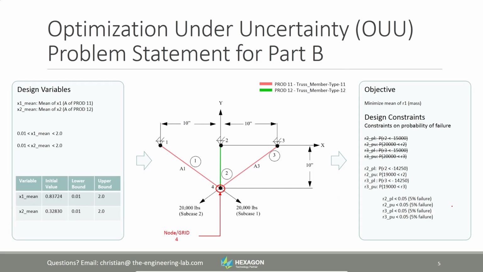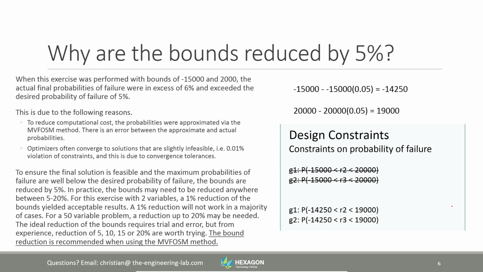Now, what we did in this exercise, we reduce the bounds by 5%, and we do this for both the lower bound and the upper bound. You could try using 1%. 1% worked in this case, but this case is a very simple 2-variable problem. For higher dimension problems like 50 variables, you might have to use 15% or 20% to reduce the bounds so you get reliable results at the end.